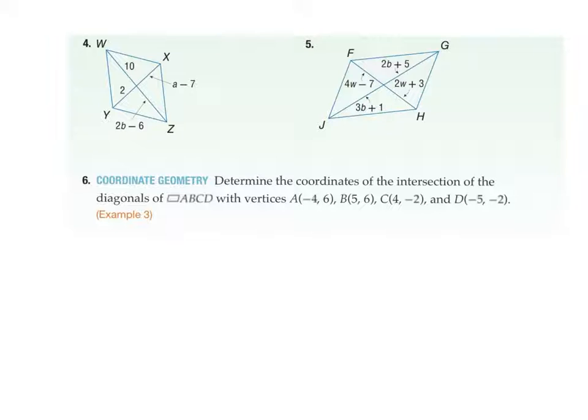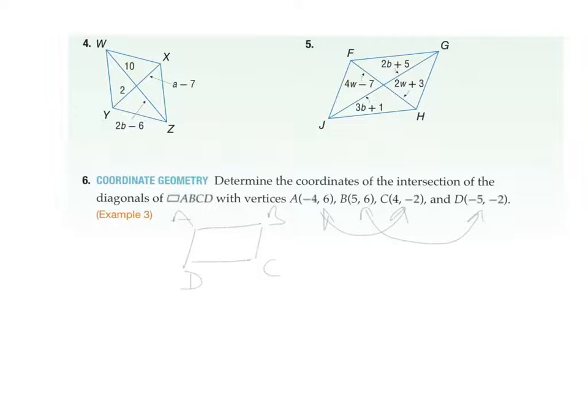Okay, so here's question number 6 we're going to look at. Determine the coordinates of the intersection. Very quickly, just draw it if you need to. You know me, I'm a visual person. A, B, C and D, and find the midpoints of AC, and then find the midpoints of BD, and if they're the same, then you've got them intersecting.